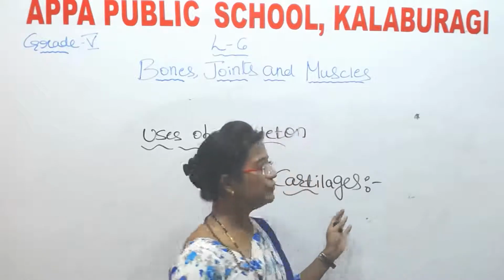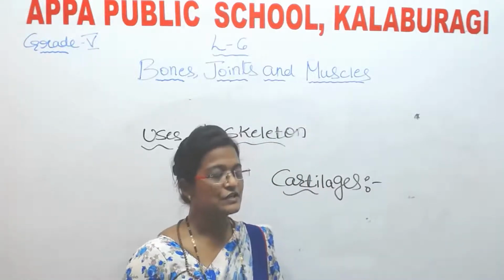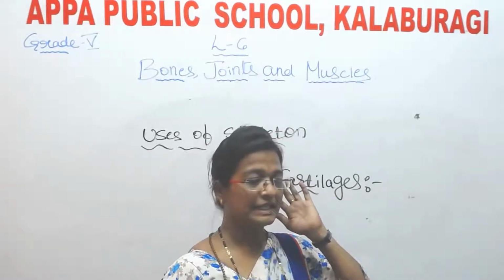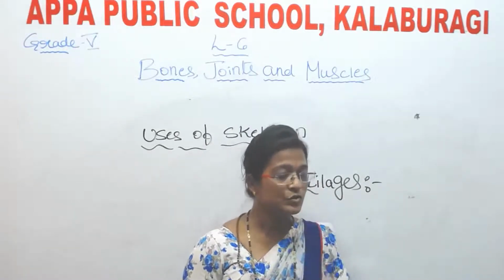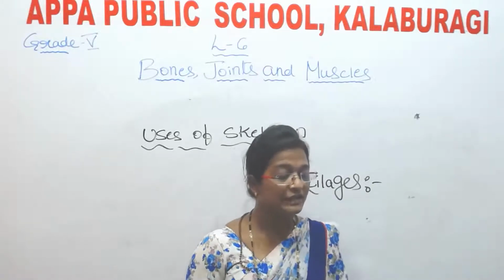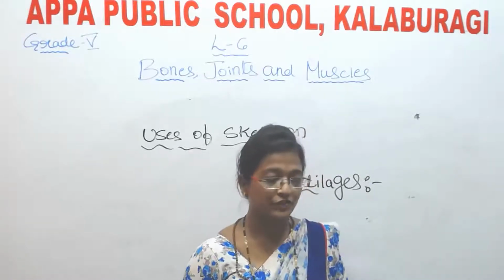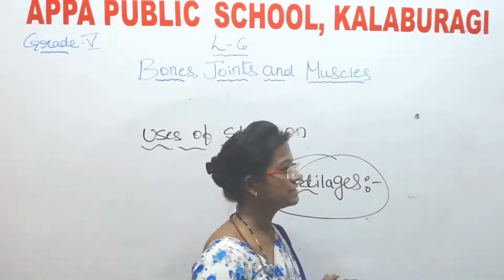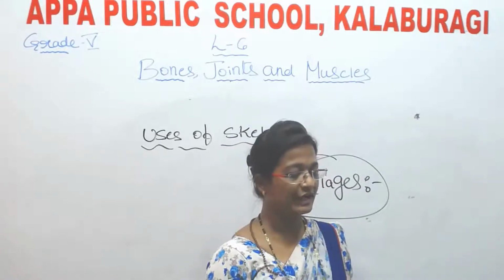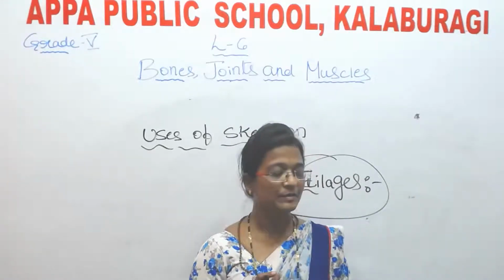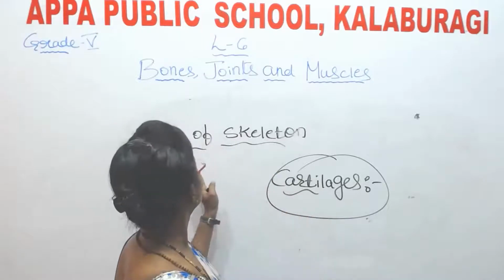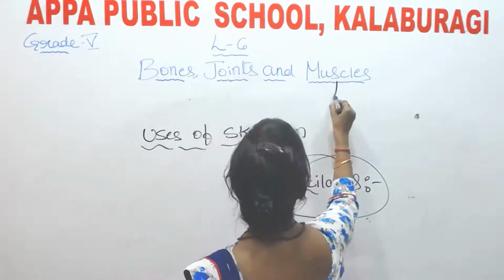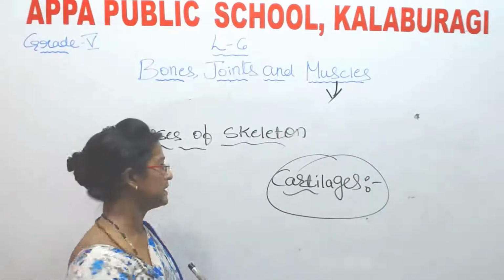cartilages. So now where do we find these cartilages? Yes, these cartilages are found in the ears, and also in the tip of the nose, and even in the joints of the body. Okay, this is about cartilages. So now we will move forward and we will discuss muscles, right?